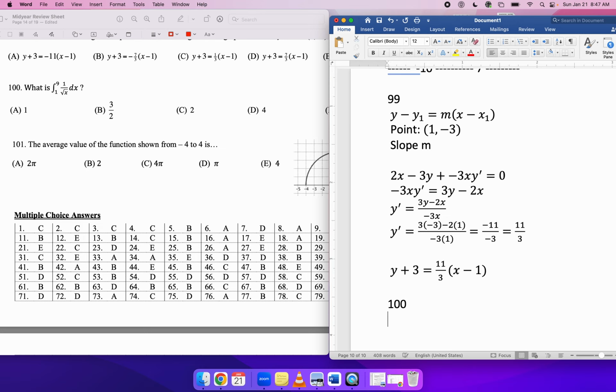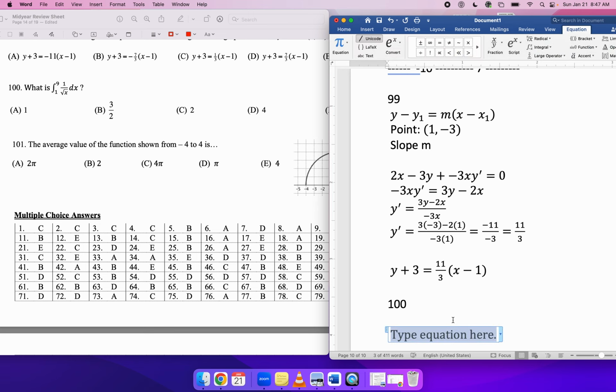Number 100. What is the antiderivative of this function? Sorry, it's not just the antiderivative because it's a definite integral, right? So we're going to find the antiderivative and then plug in 9, plug in 1, and subtract. So you're looking at the antiderivative of x to the negative 1/2. I think it's going to be 2x to the positive 1/2, right? Always double check. If I take the derivative of this, do I get x to the negative 1/2? Yeah, I do. Okay, so that's the right one.